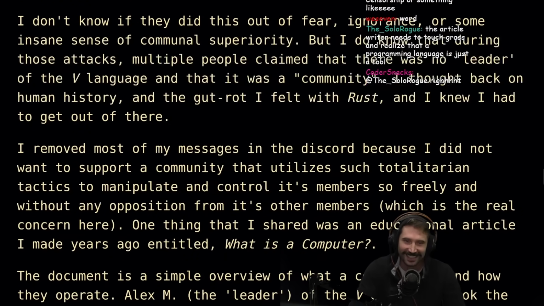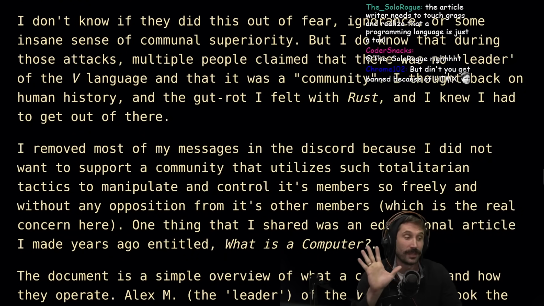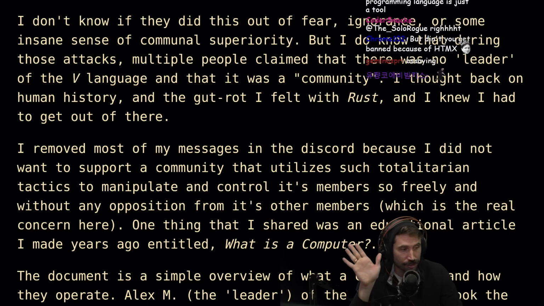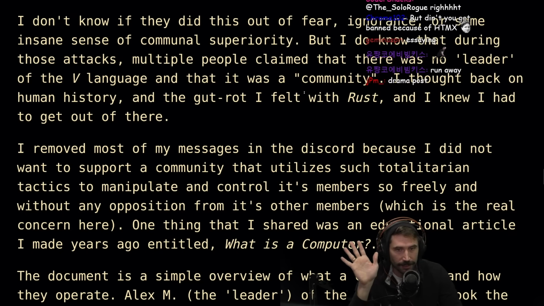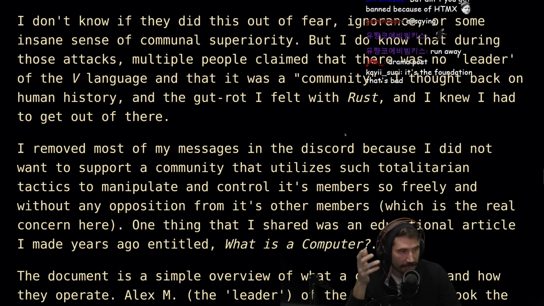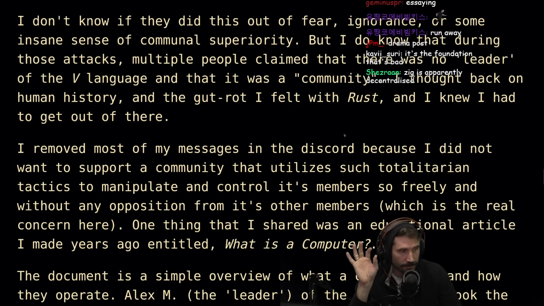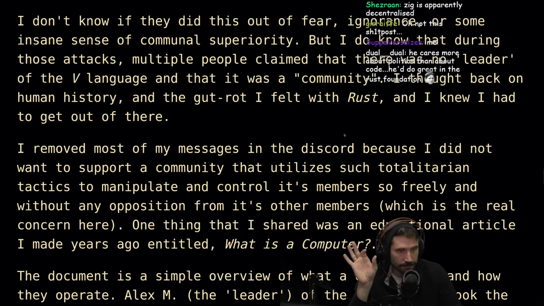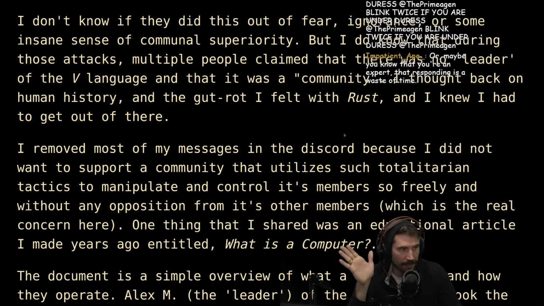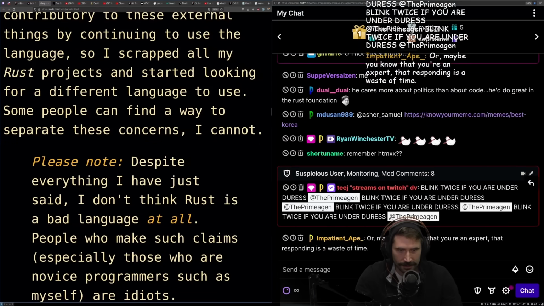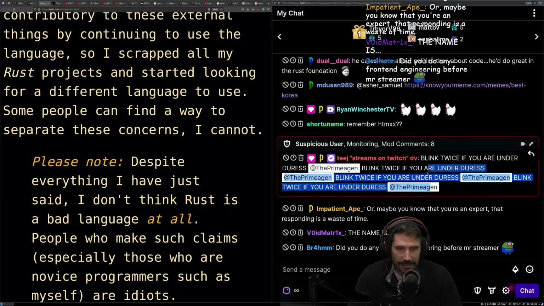Poor Rust. Okay, a lot of Rust communities are fantastic. I'm just going to be real here. There are some community members of Rust that are genuinely some of the nicest, greatest people you'll meet. And so it's hard to put it in the same bucket. V is a much more niche group of people, so maybe it's a little bit better to put it in that. But Rust is a much larger community. Blink twice if you're under duress. I know I'm complimenting Rust, okay?